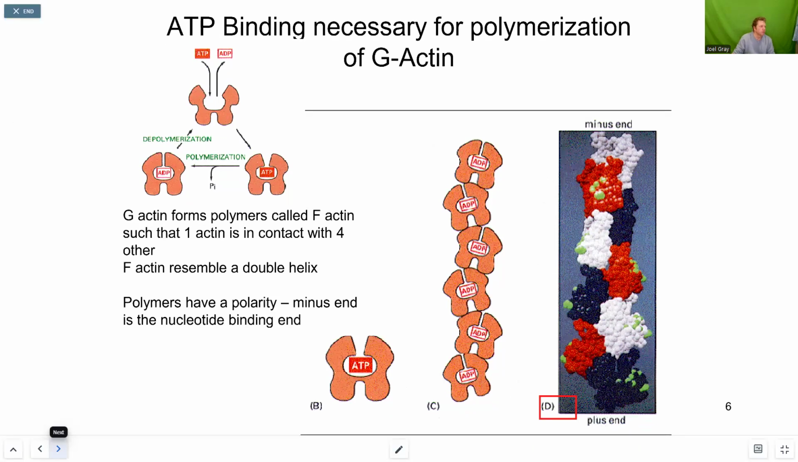Now, polymers have a polarity. That's that plus end and that minus end. The minus end is kind of that opening. That's going to be where the ATP is bound, where the ADP is ultimately going to reside. The plus end is going to be what attaches to the Z disk.